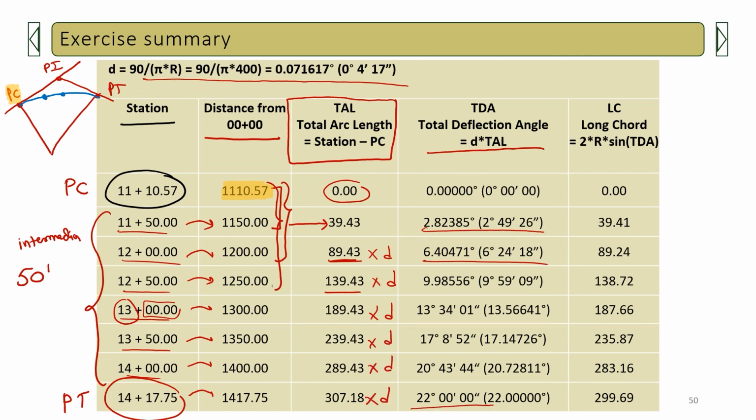And finally, how do we find the long chord? It is given by 2R times sine of TDA. You know the value of R, so just plug in the values of the TDA for each of these points, and if you do that, then you get the value of the long chord. So this is how you can compute this table, which is useful to lay out the stations of the horizontal curve.